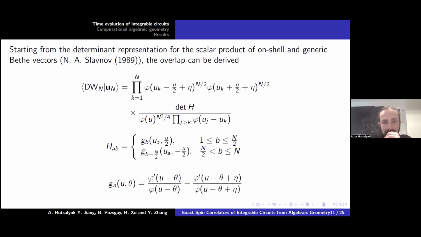At this moment, as I mentioned, we need the overlap between the eigenstate of our transfer matrix and the boundary, or initial state if you wish. And this overlap, in fact, can be very easily obtained from the usual Slavnov determinant. What is the Slavnov determinant? It's a determinant representation for the scalar product between an on-shell Bethe vector, or eigenvector of the transfer matrix, and a generic Bethe vector. The determinant representation was found by Slavnov in 1989 for such overlaps.